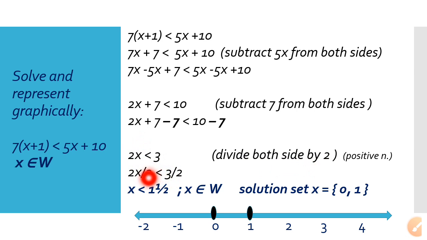So on the left hand side, 2 cancels, so x, and on the right hand side 3 by 2 means 1 whole 1 by 2. So x is less than 1 whole 1 by 2, and as x belongs to W, that means whole numbers, we can't take more than 1, that means we can't take 2, but we can take 1. So 0 and 1 are the two numbers that come in the solution set, 0 and 1.